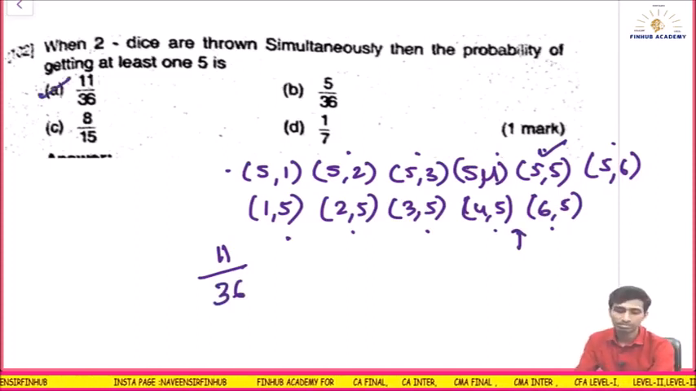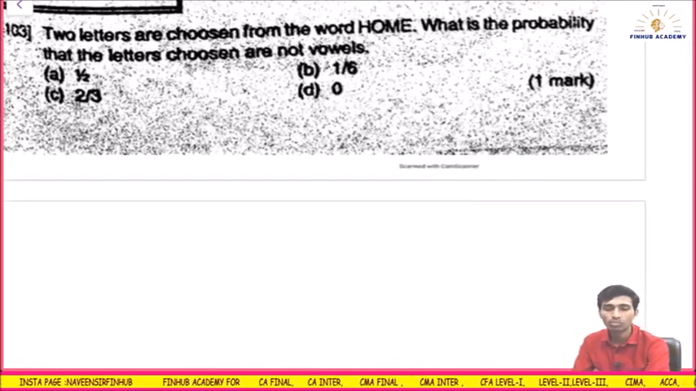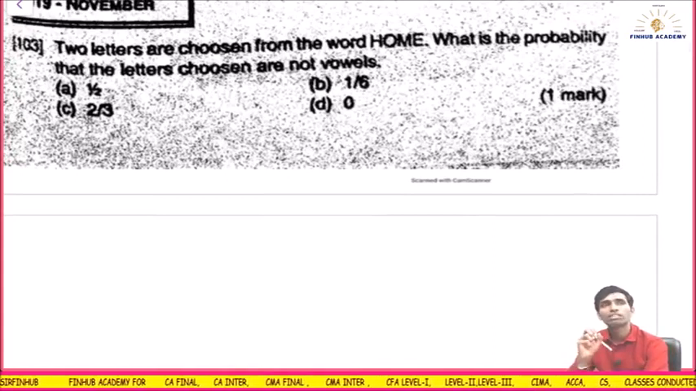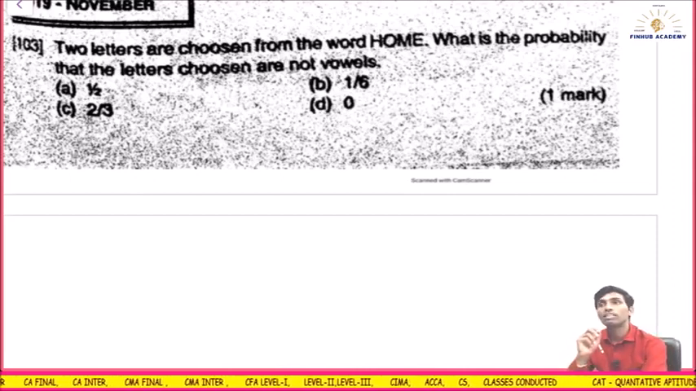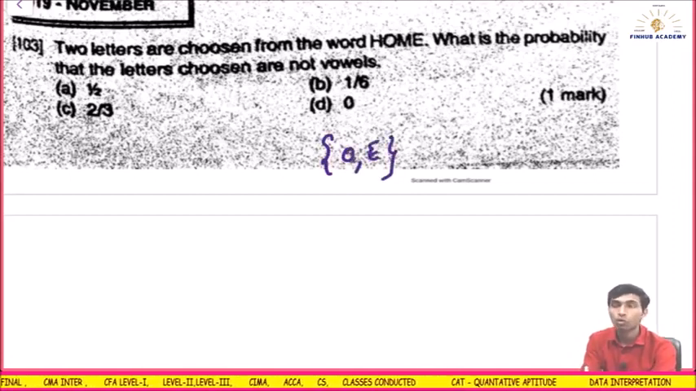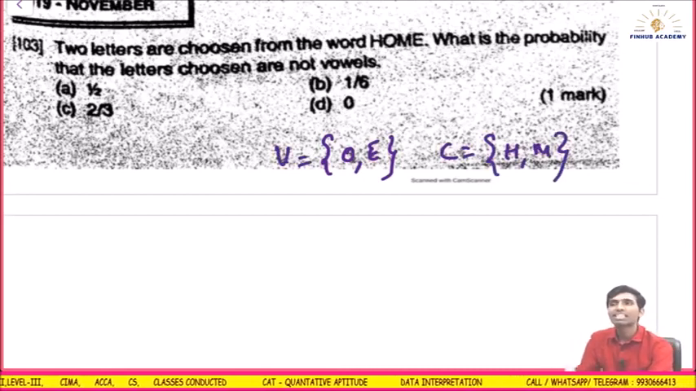Two letters are chosen from the word HOME. What is the probability that the letters chosen are not vowels? How many vowels do you have? O and E. Correct. How many alphabets do you have? 4. So total letters is 4, vowels is 2, and consonants is 2, H and M.